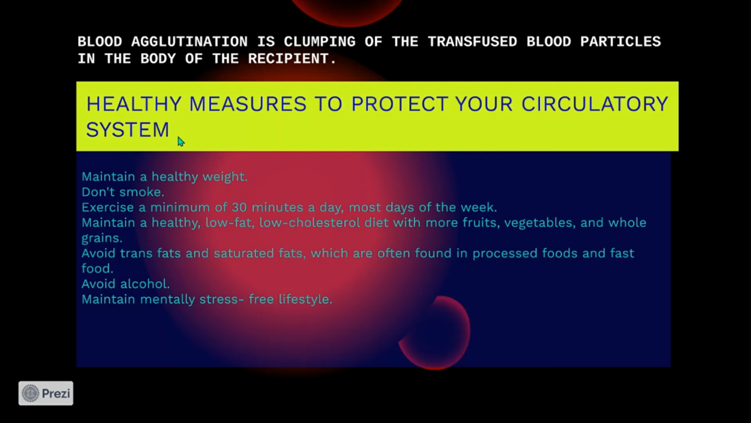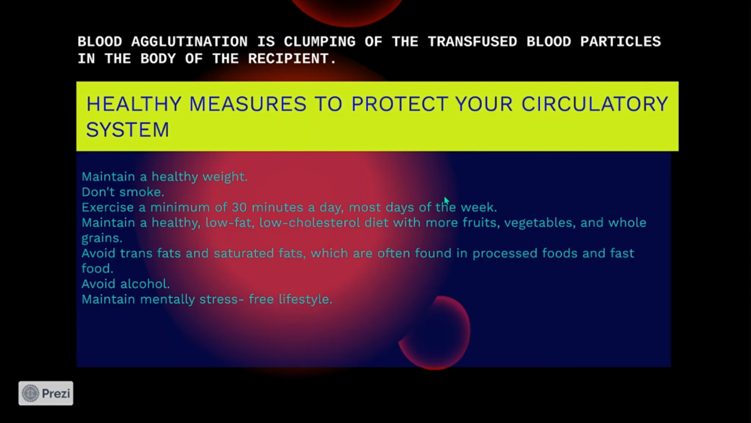So let's move to the last topic. The healthy measures to protect your circulatory system. As your circulatory system is one of the main systems in your body, you have to maintain it well. These are the steps to maintain your circulatory system. Maintain a healthy weight according to your BMI, body mass index. Maintain a healthy weight and don't smoke. Exercise a minimum of 30 minutes a day, most days of the week.